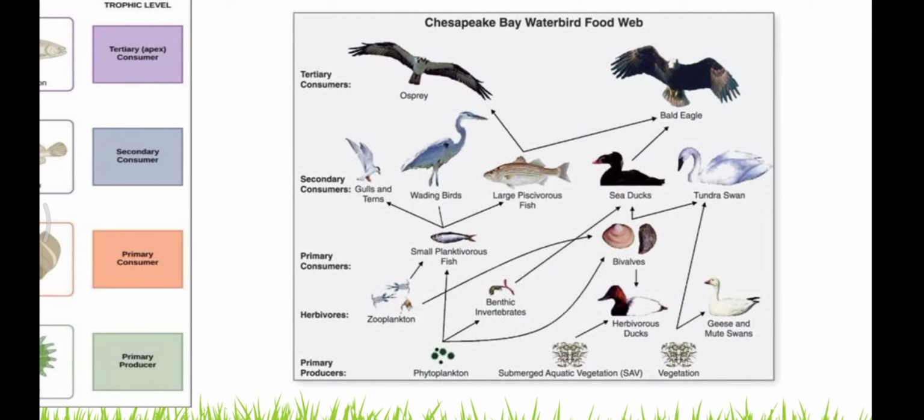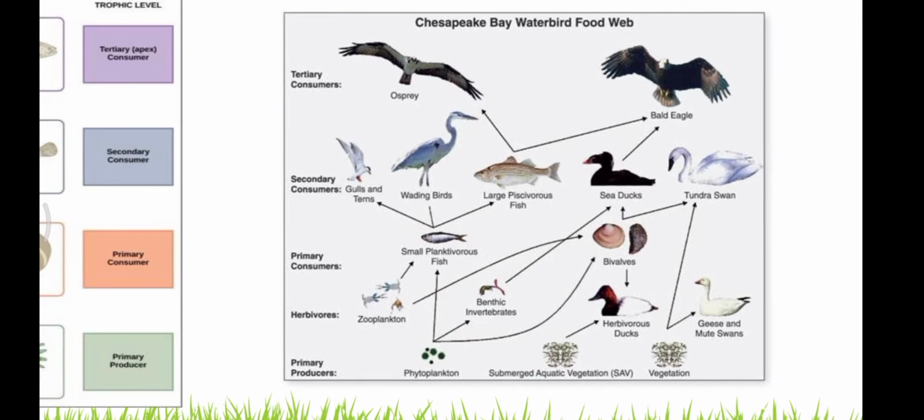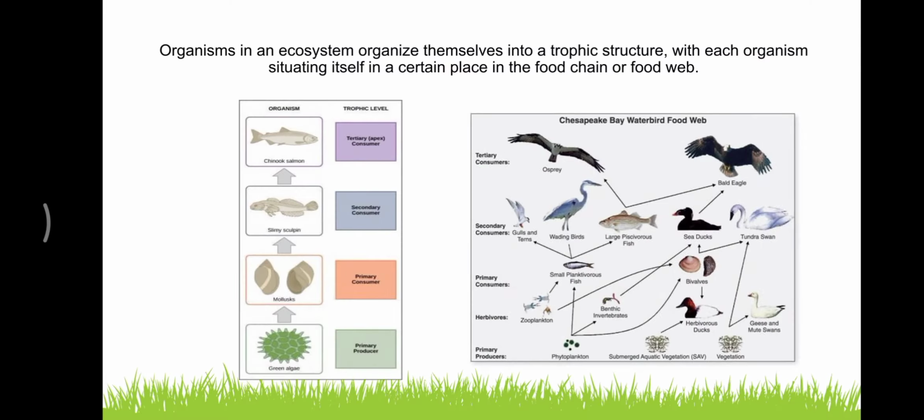In a food web, we can see phytoplankton and vegetation as primary producers. Herbivores include zooplankton, invertebrates, herbivorous ducks, geese, and swans. Primary consumers are small planktivorous fish and bivalves. And then we have secondary consumers, that is birds, sea ducks, tundra swans, and tertiary consumers, that is eagles.